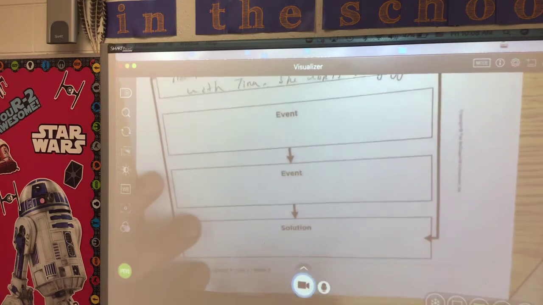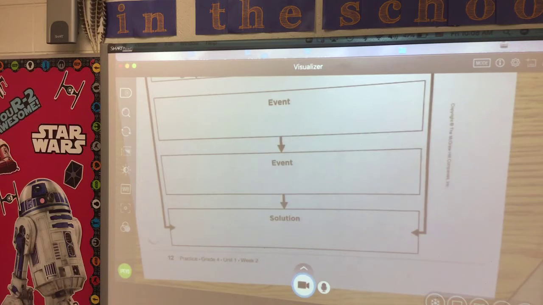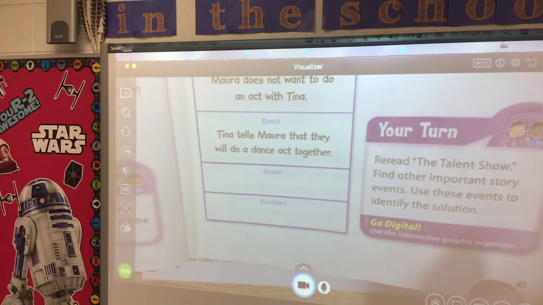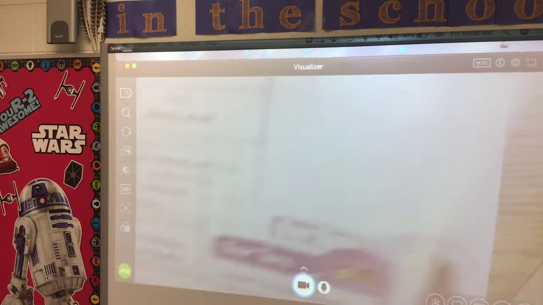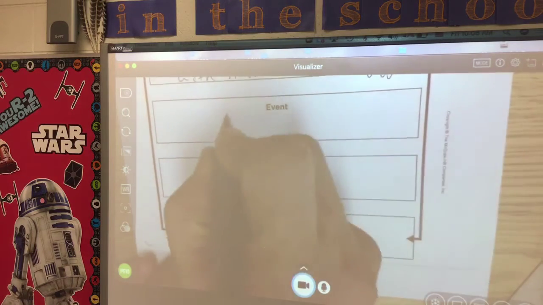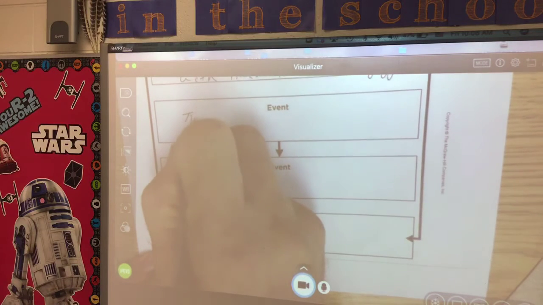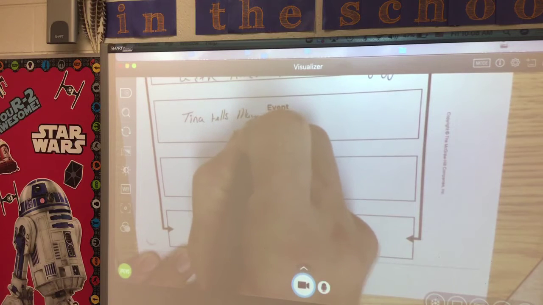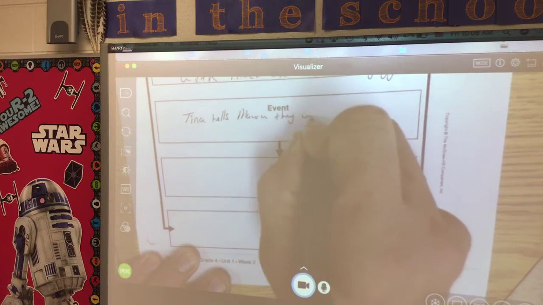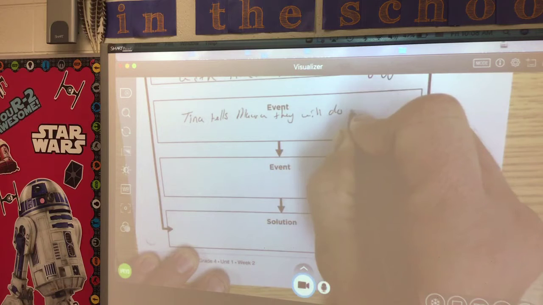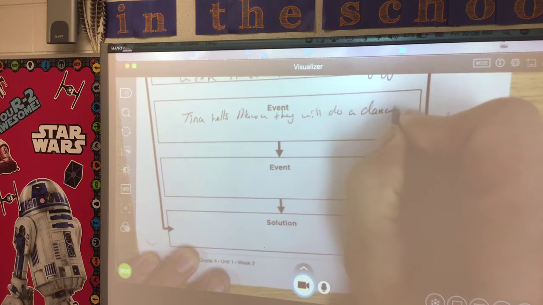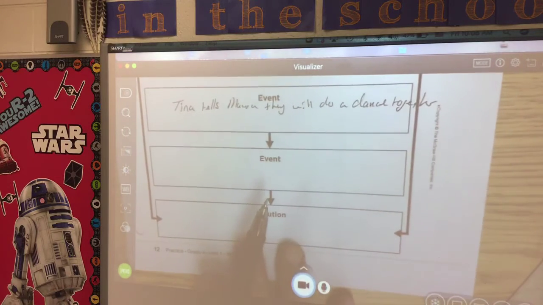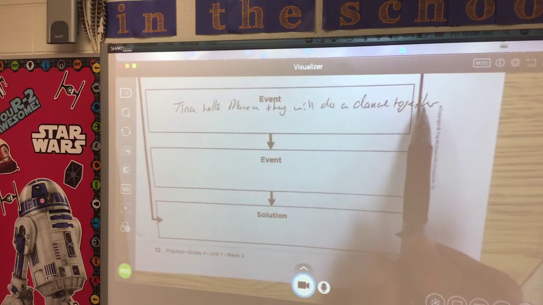Exclamation point. So now we got some events there. They gave us the first event. If you're using your book to help us, Tina tells Mara that they will do a dance together. Because I got a couple more events, I'm going to leave myself some space here. So I went outside the box a little bit here.